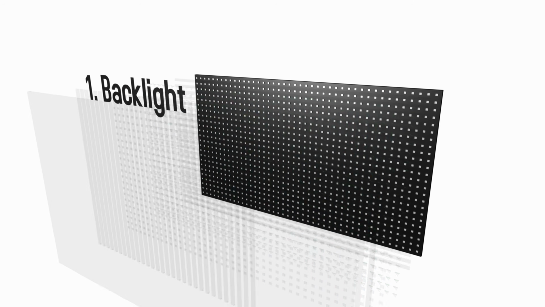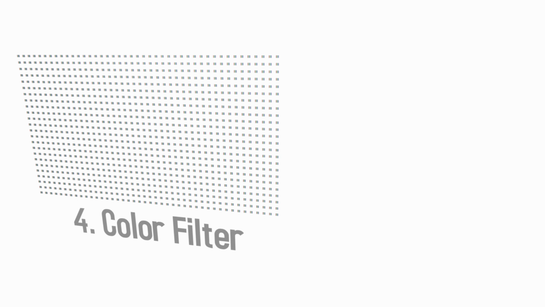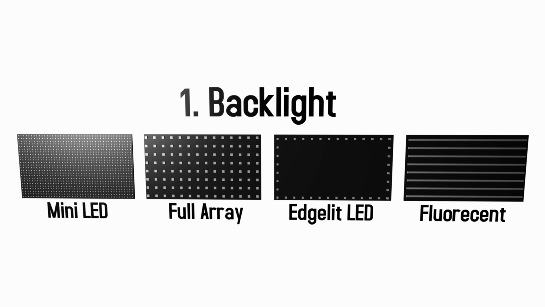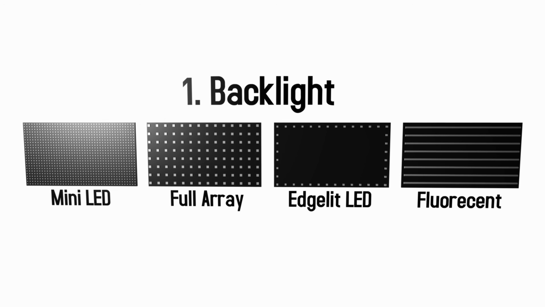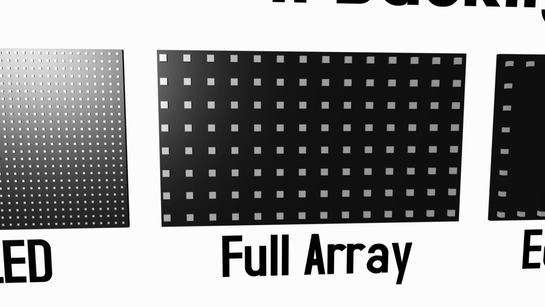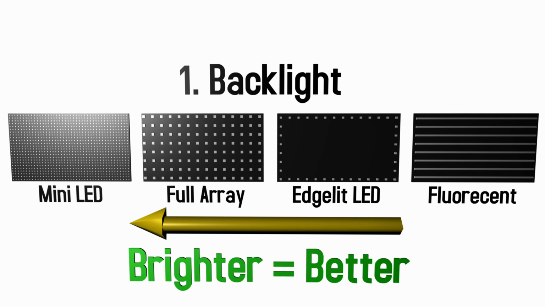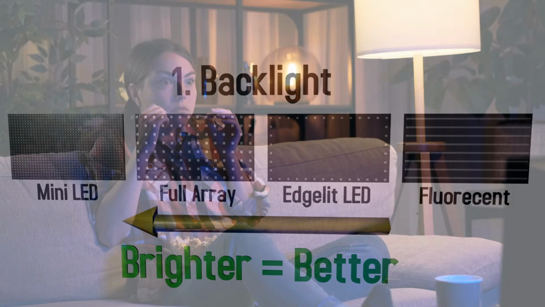Every LCD panel has 4 key parts: a backlight, polarizers, liquid crystals, and a color filter. The backlight determines how bright and color accurate your visuals will be. They could be fluorescent bulbs, standard LEDs, full array LEDs, LEDs with a quantum dot layer, or mini LEDs. Basically, the stronger the backlight, the easier it is for you to binge watch your series without dozing off and missing all the good stuff.